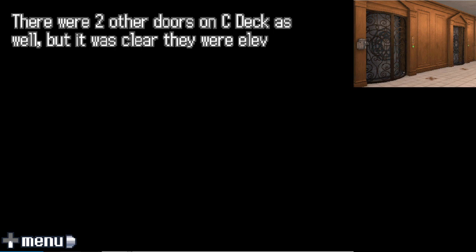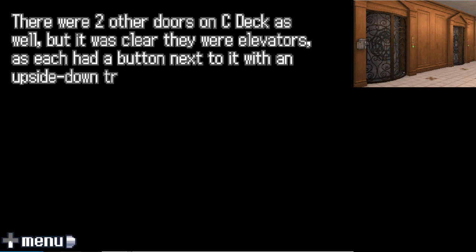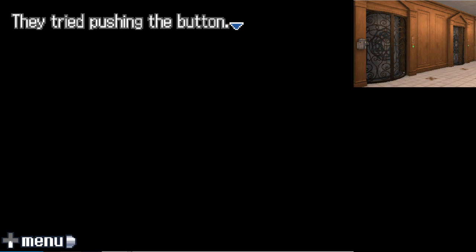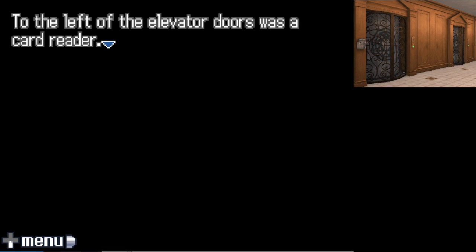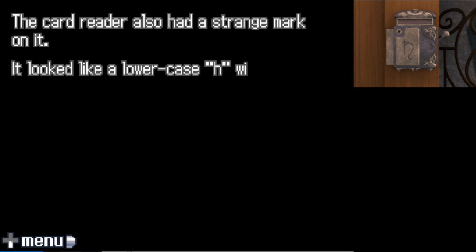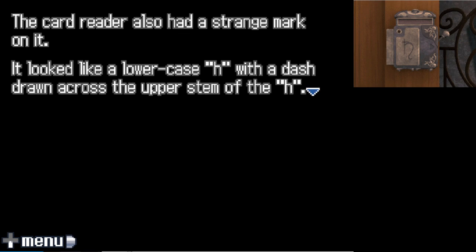There were two other doors on C deck as well, but it was clear that they were elevators, as each had buttons next to it with an upside down triangle. They tried pushing the buttons. No response. Apparently there was no power running to the elevators. To the left of the elevator doors was a card reader. However, it also had a strange mark on it. It looked like a lowercase h with a dash drawn across the upper stem of the h.